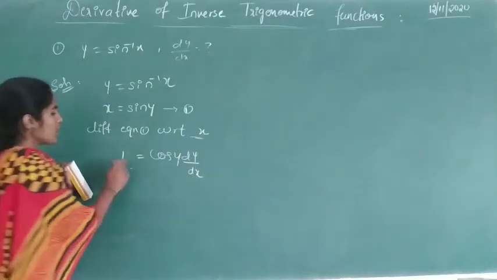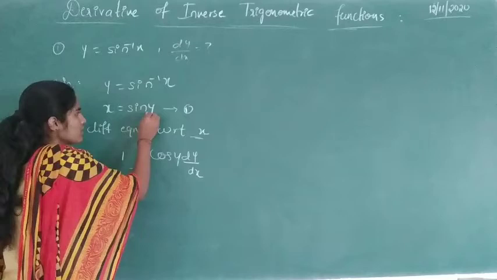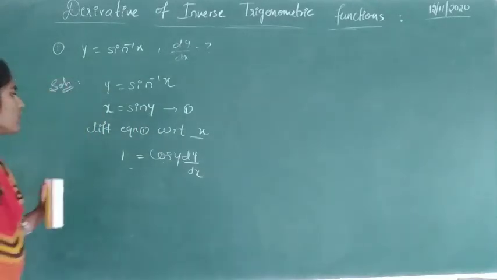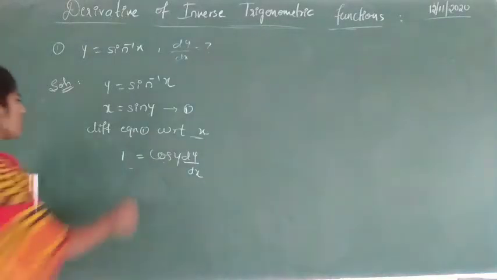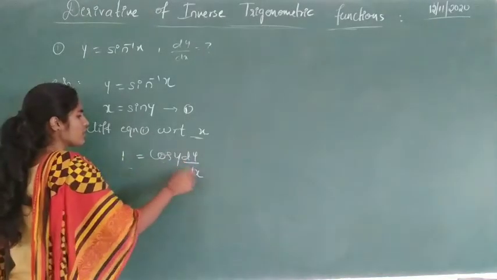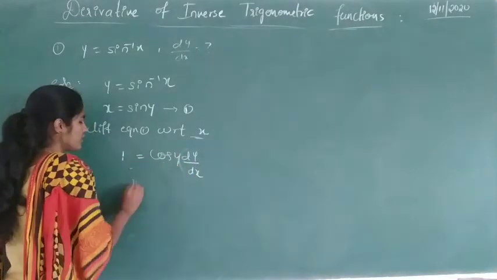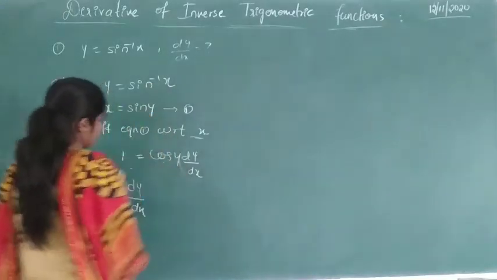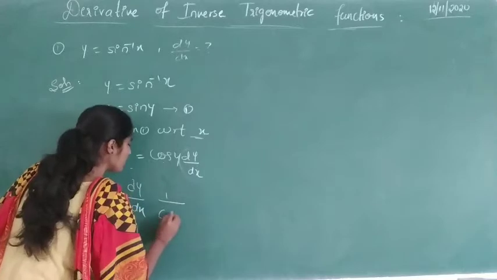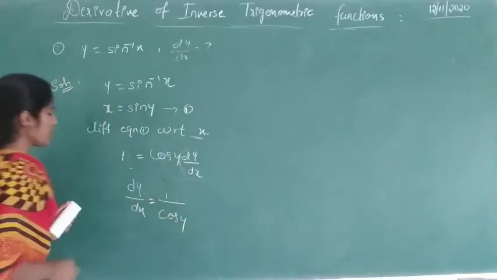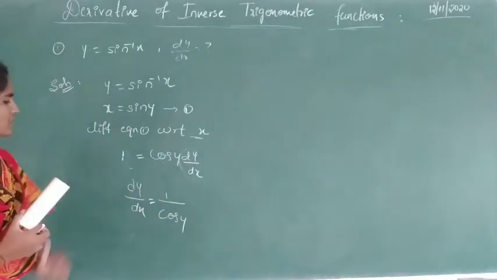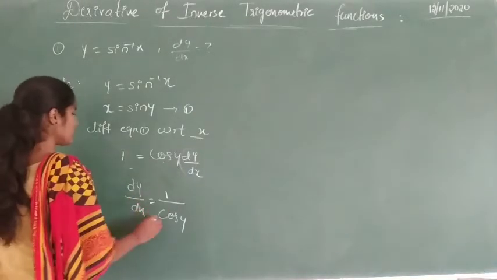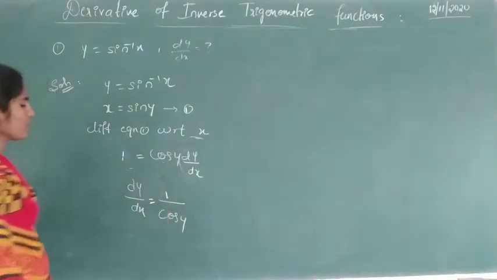We have a formula that whenever sine y comes, we write cos y into dy by dx. So I got 1 is equal to cos y into dy by dx. What do I want? I want dy by dx. So dy by dx is equal to 1 divided by cos y. I got dy by dx is equal to 1 by cos y.